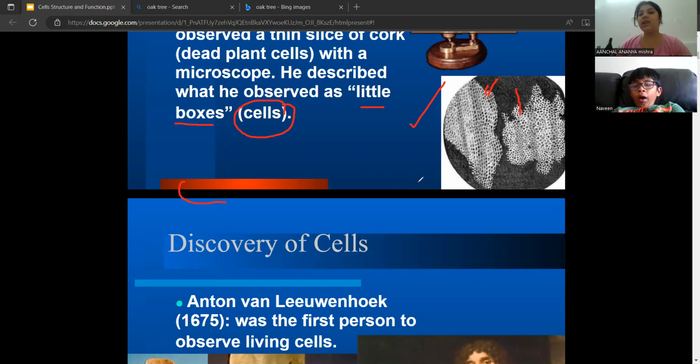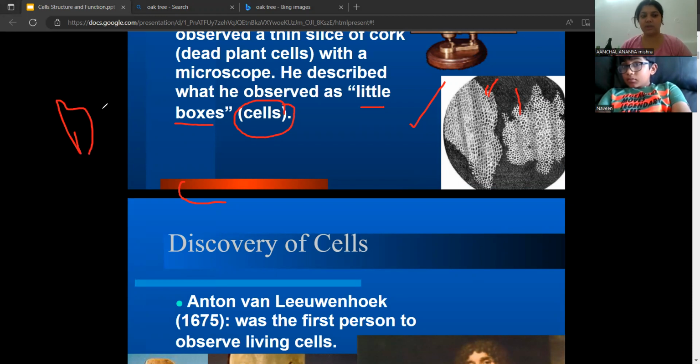So he was traveling and he took a piece of bark of an oak tree and observed it under the microscope, and after observing it he termed those little boxes as cells. So who discovered the cell for the first time? It was Robert Hooke. Now this bark is the non-living part of the tree. It is not living.